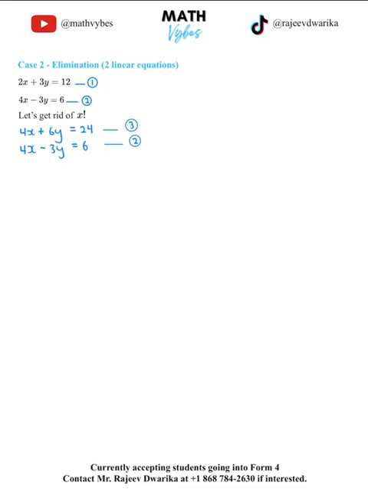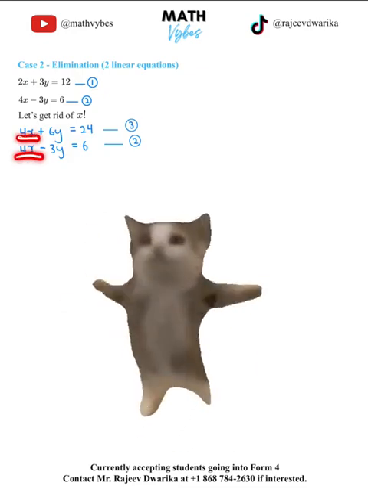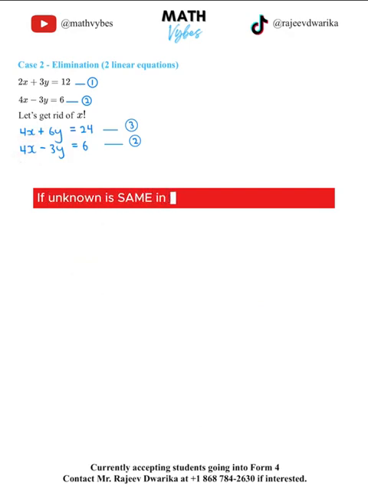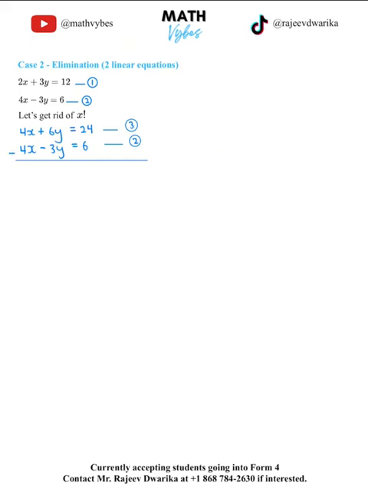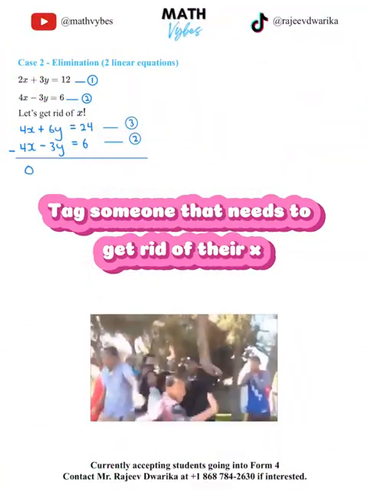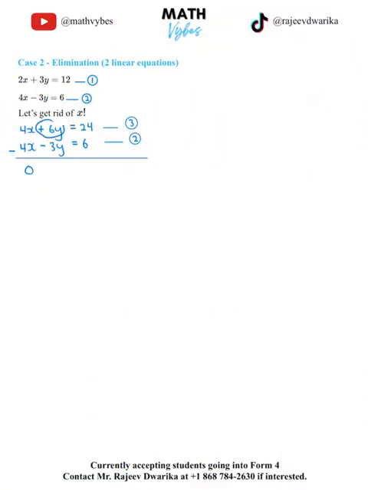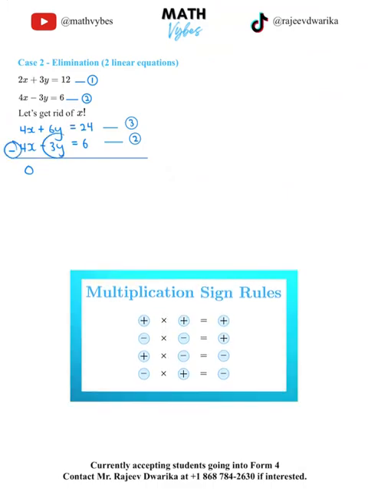Now guys, let's look at equation 3 and equation 2. Aren't they the same now? So if you have the same, all you have to do is subtract so that they would cancel off. So 4x minus 4x is 0, right? We get rid of x. Then we have positive 6y minus 3y.